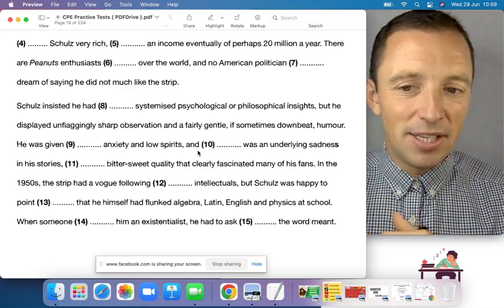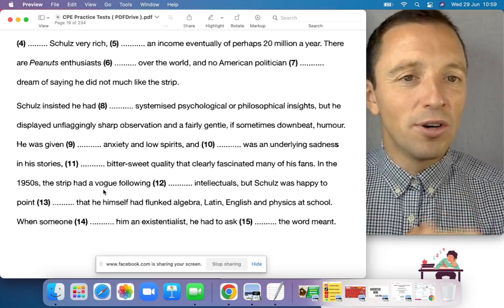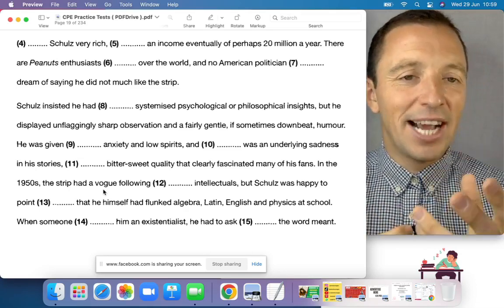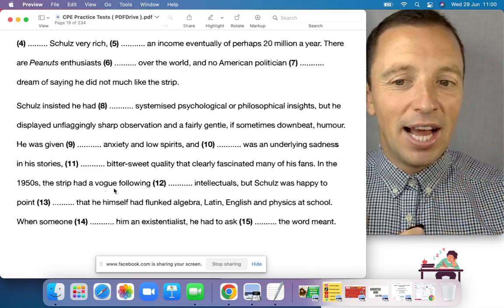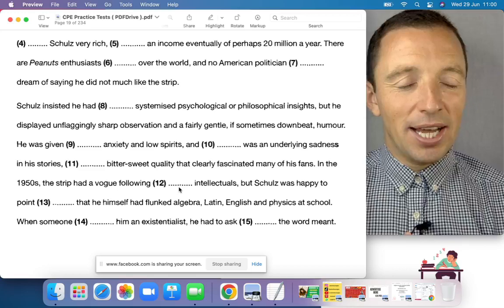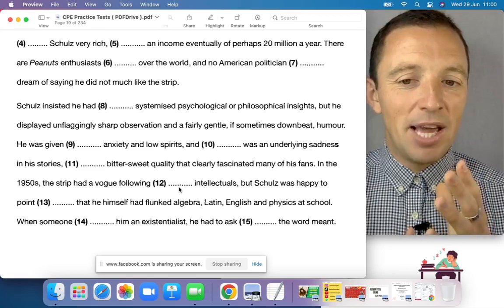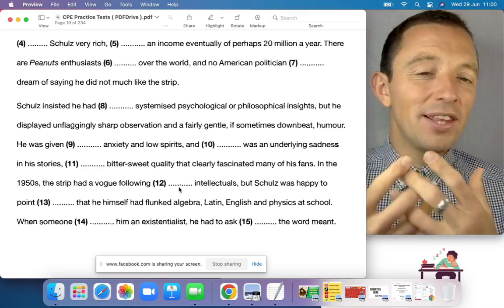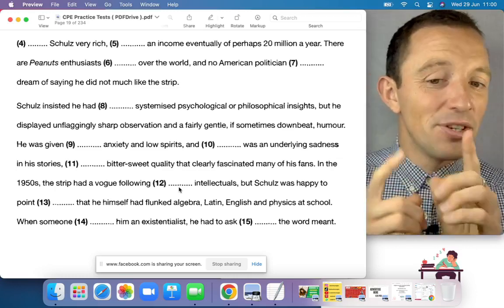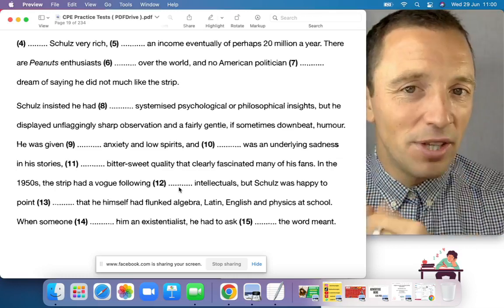In the 1950s, the strip had a vogue following. This means sort of cool. Intellectuals are the group of people, and there's only one possible answer for number 12. Well, actually 2. I would suggest maybe with. It had a following with intellectuals, but there's a better word that we use in this situation, very similar to with. And what do you think?